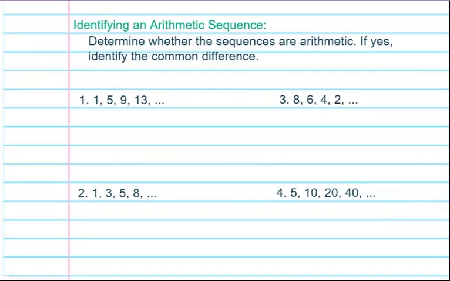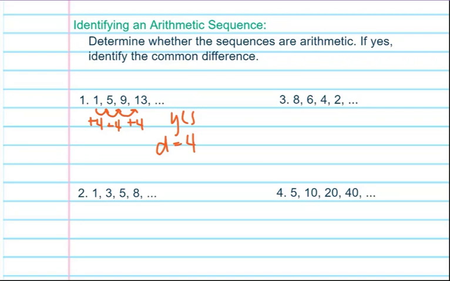For some examples, the first ones, we're just going to identify whether it's an arithmetic sequence or not, and if it is an arithmetic sequence, we're going to say the common difference, or the d. So the first example, you have 1, 5, 9, and 13. From 1 to 5, we added 4. From 5 to 9, we added 4. And then from 9 to 13, we added 4. So the difference in the terms is consistent. It's all 4s. So yes, it is arithmetic. And our common difference, our d, would be 4, because that's what we were adding each time to get from one term to the next.